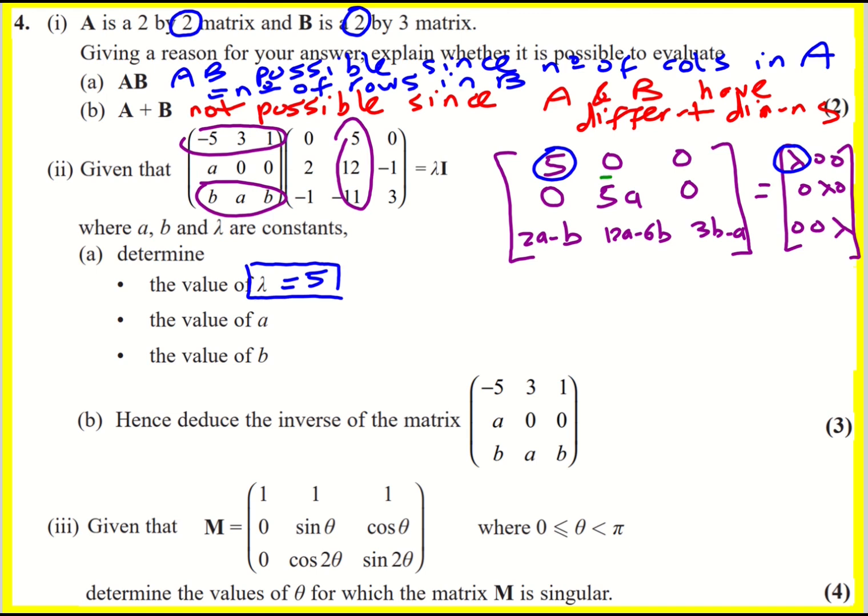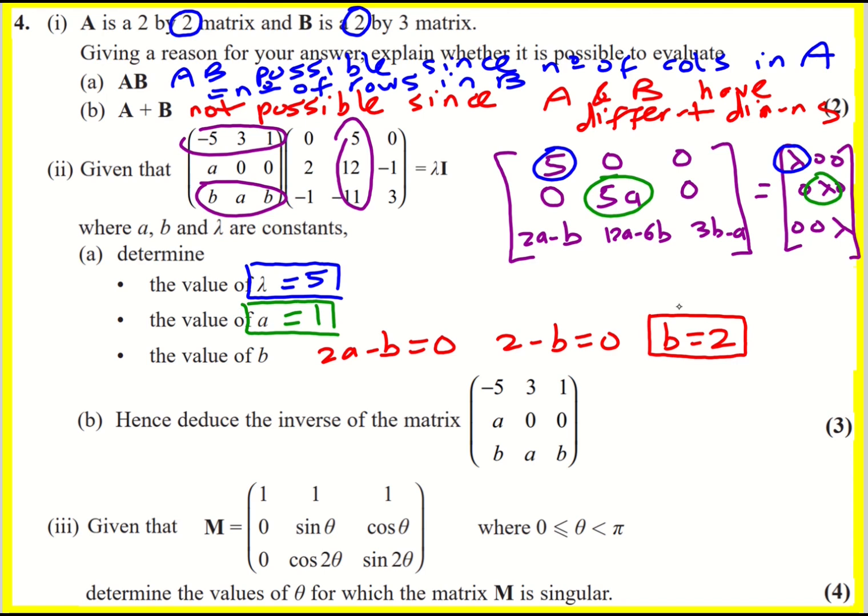And then I can compare this and this. I know lambda is 5, so that means a is going to have to equal 1. And then there's a few I can compare for b. I've got 2a minus b is equal to 0, so that means 2 minus b is equal to 0. b is going to have to equal 2. We can just double check with the others. So if I check this out, it would be 12 minus 12, that is 0. If I do 3b minus a, I'd get 6 minus 1, it's 5. So I can be really confident with those answers.